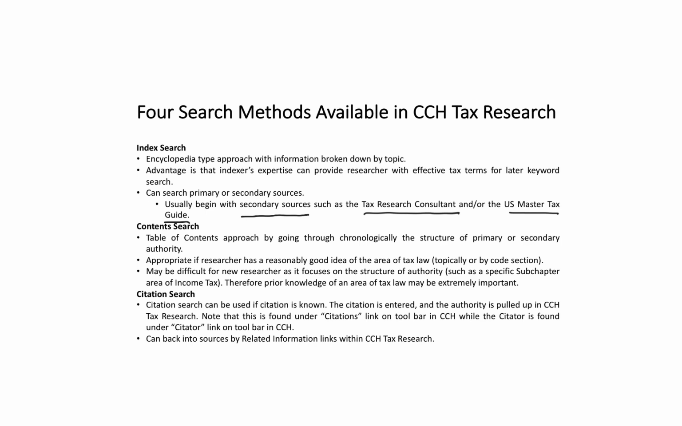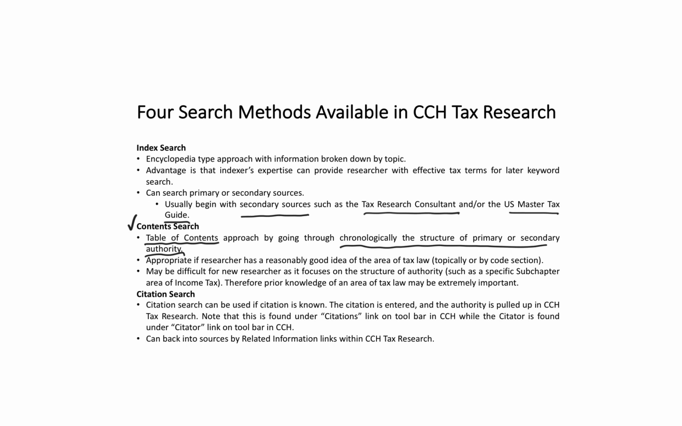The next type of search is the content search. The content search is the most unlikely search to use if you're a new tax professional, because it's all about going through the table of contents of a specific authority, primary or secondary, and the table of contents is not broken down alphabetically. It's broken down chronologically by the structure of the primary or secondary authority. So if you're looking at the Internal Revenue Code, it's going to go by section 1, 2, 3, and so on, by subchapter, by part, and whatnot. It's not going to be organized by subject matter and topic.